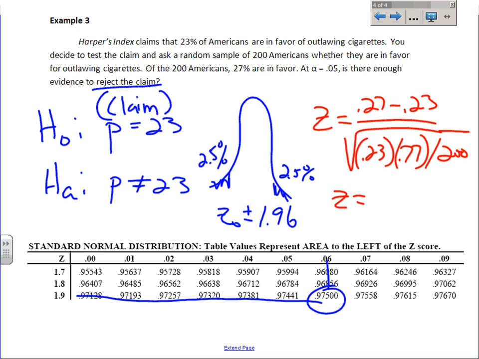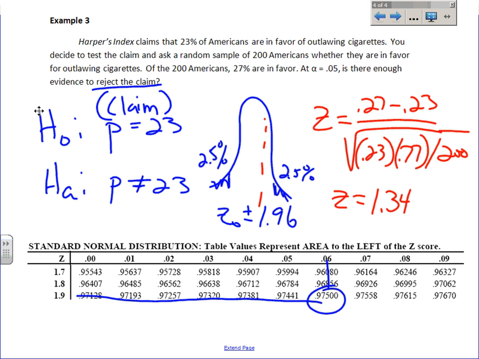Yeah, 1.34 is what I got, which again means I can't reject the null, and not enough to reject the claim. Yep, because I can't reject the null. So not enough evidence to reject the claim.